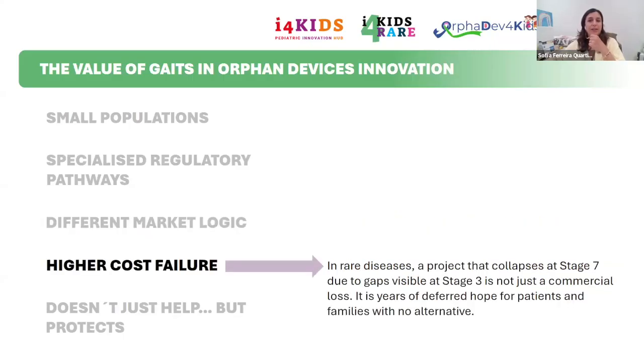And then there is this: in the case of rare diseases, if a project fails at stage 7 because of a regulatory gap that was visible at stage 3, it's not just commercial loss, it's years of hope deferred for patients and families who had no other option. Not following the correct method can be very, very expensive.